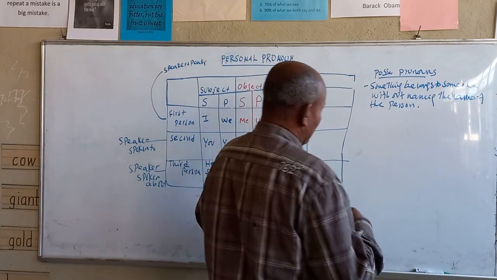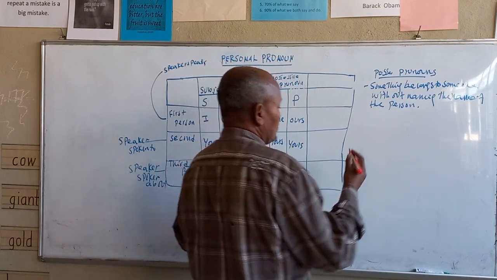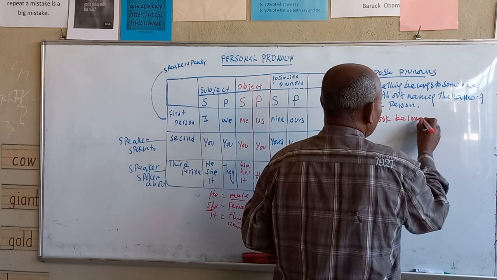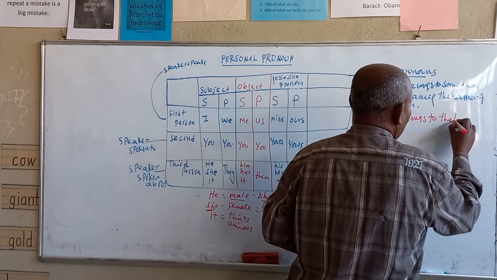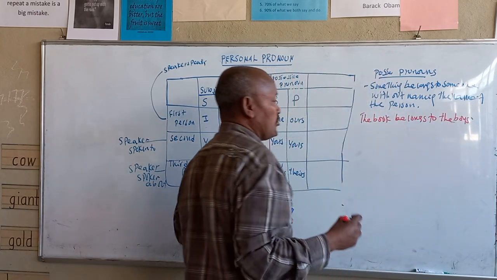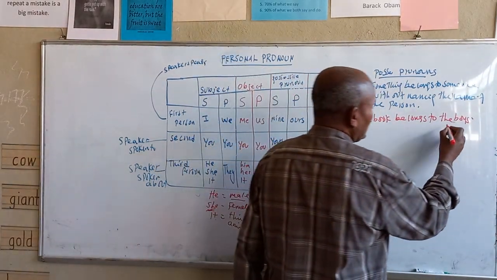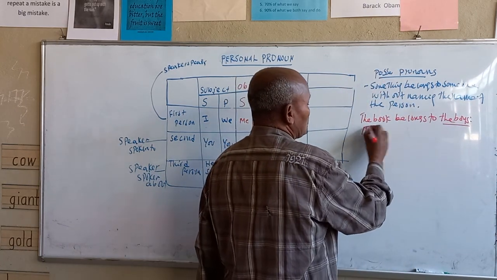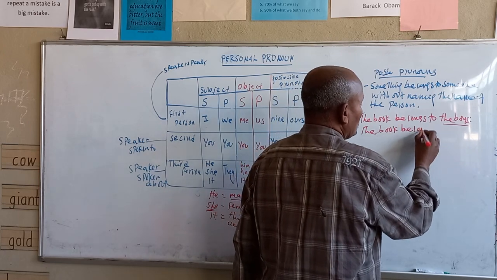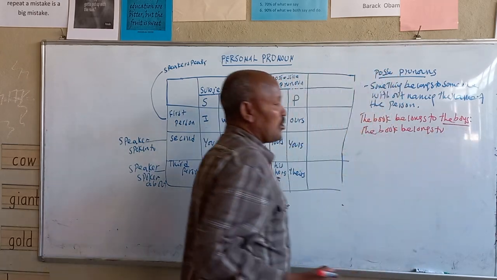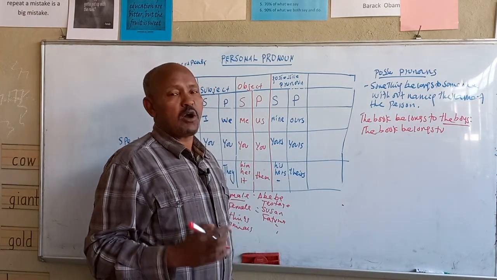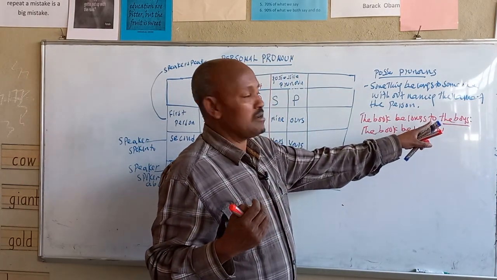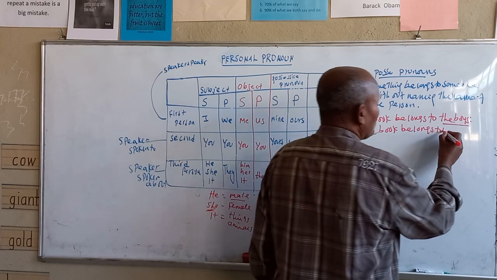Let me give you some examples about the use of possessive pronouns. The book belongs to the boys. I want to focus here on the boys. Here I can substitute: the book belongs to. This possessive noun, they are plural in number. So the book belongs to theirs.